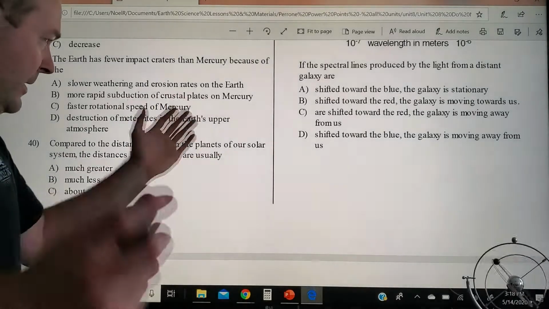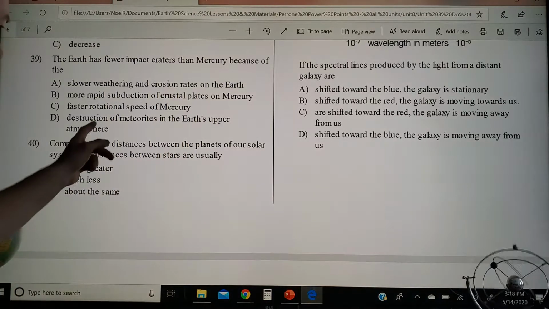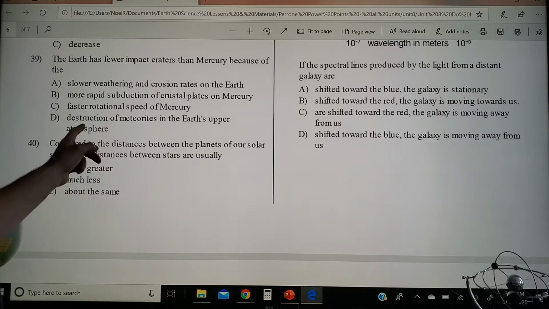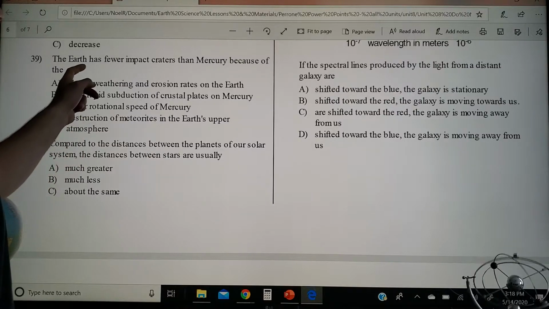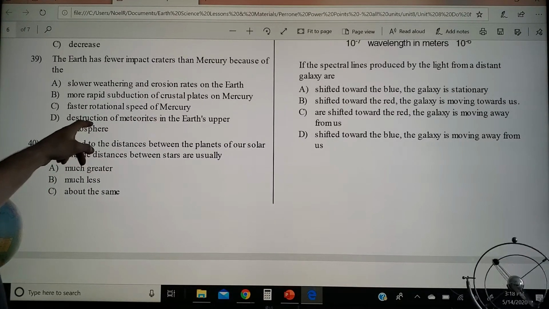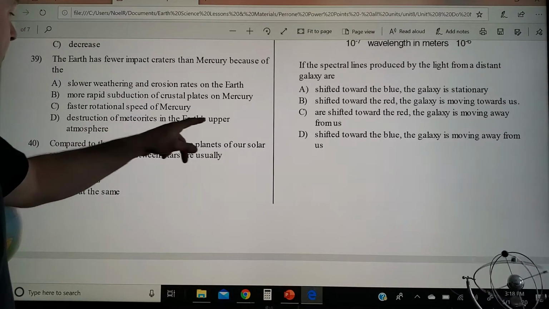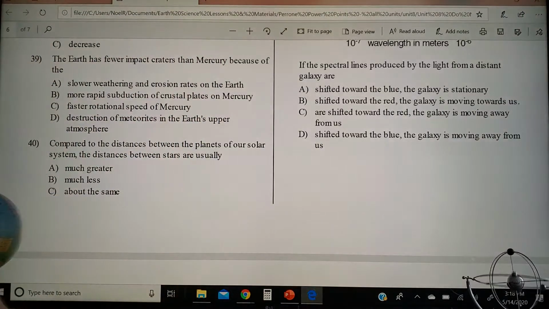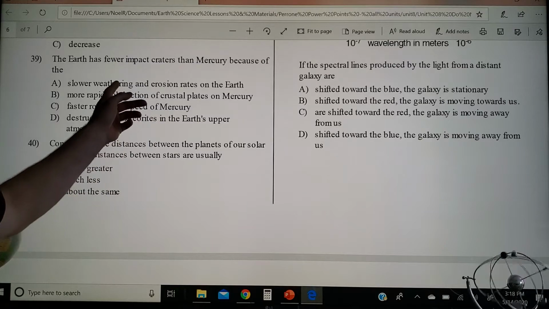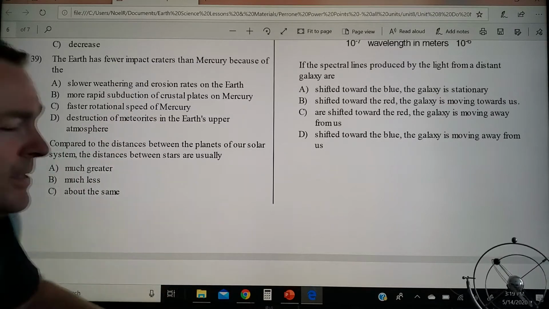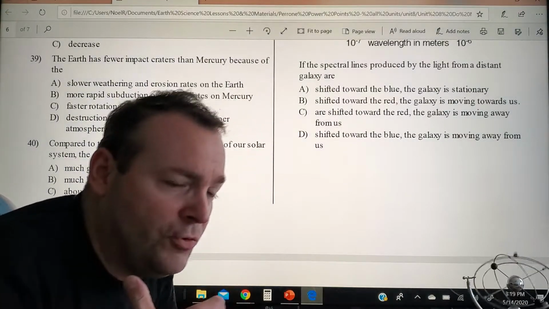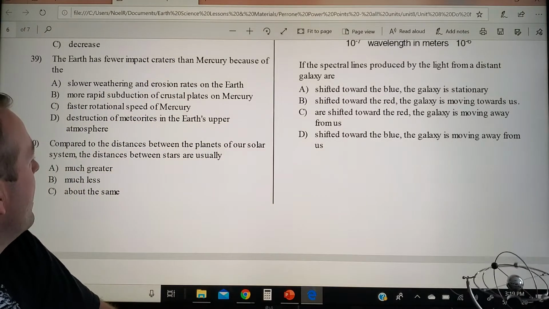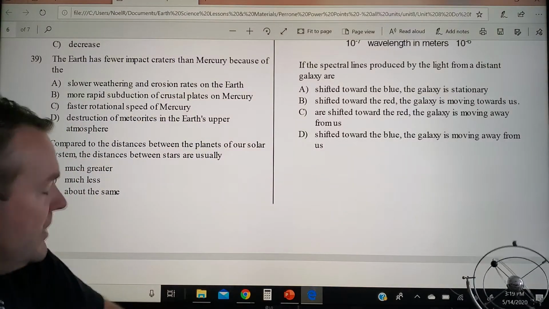Subduction of crustal plates really doesn't have much to do with it. Rotational speed, not much to do with it. And it says here Earth has fewer. Well, there it is, because in the upper atmosphere, Earth, those meteors burn up. So that one, while A looked good, the best one has to do with that atmospheric scenario where friction is generated and the meteors burn up on their way in. All right, so we got to go with choice D.